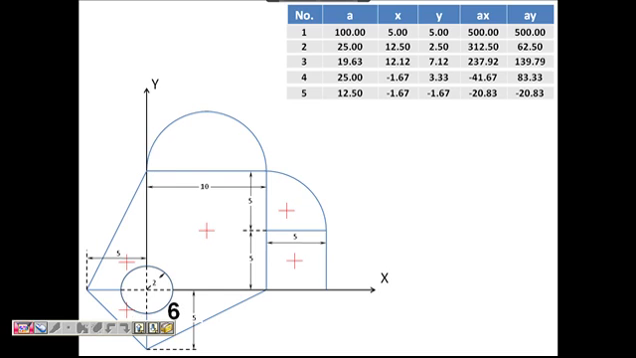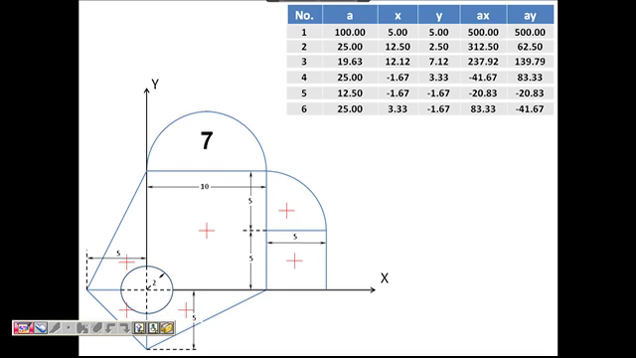Same operation for figure number 6. Here is the centroid, here is the x coordinate, here is the y coordinate. We look at it and fill up the row. Area 10 into 5 by 2, 25. X coordinate 10 by 3, 3.33, positive this time. And y coordinate negative, because it's below the x-axis, and it's 5 by 3, that is minus 1.67.